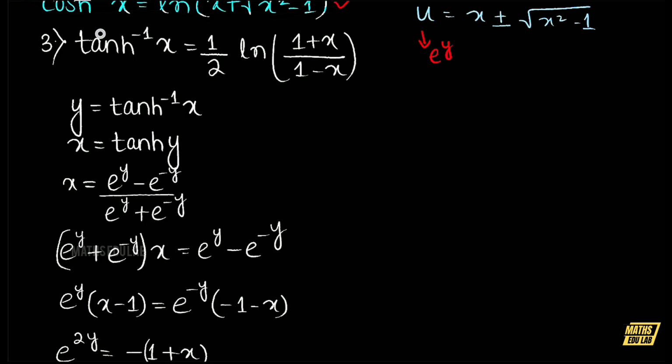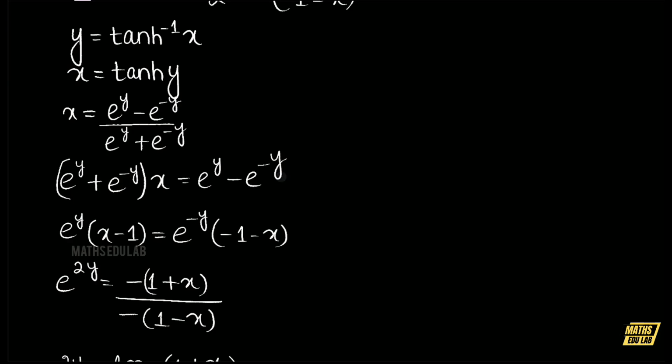We have to take the tan hyperbolic inverse x as y, then the x value will change to tan hyperbolic y, and the tan value will be e to the power of y minus e to the power of minus y upon e to the power of y plus e to the power of minus y. As we have discussed in the first part of our video, the formulas of hyperbolic functions. From that, I have used the tan hyperbolic y formula.